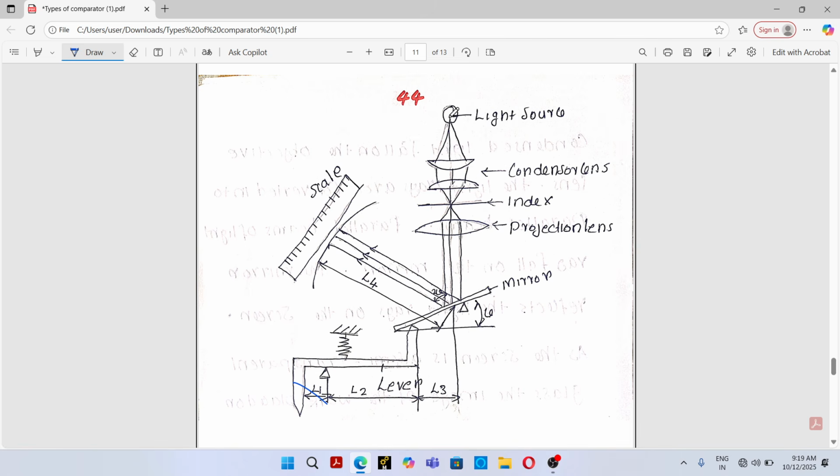So from a light source, the light is falling over the mirror and the light is reflected over the scale. When the plunger is moving over the workpiece, it will move in an up and down direction and the mirror will be tilting. If the angle of tilt of the mirror is theta, the reflected light angle will be 2 theta. That will be reflected over the calibrated scale, giving the reading. So this is the working principle of the mechanical optical comparator.